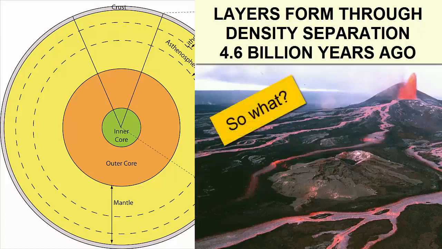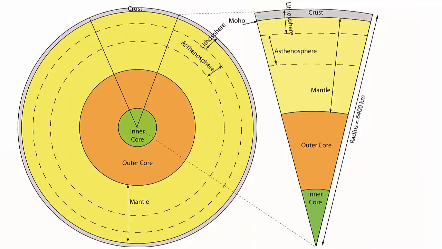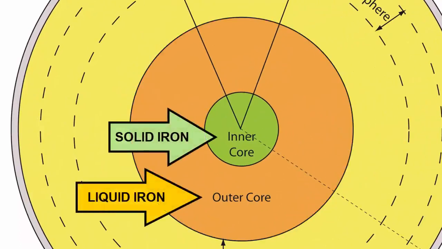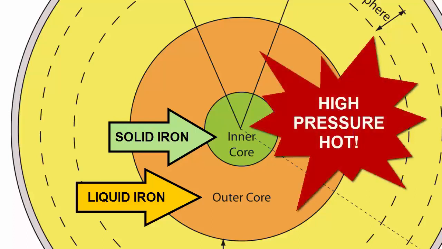So what? Why is it important that Earth has layers? How does that affect us? First, let's look closer at the core, which is composed of 2 parts, the liquid iron outer core and the solid iron inner core. Both of them are under high pressure and are very hot.